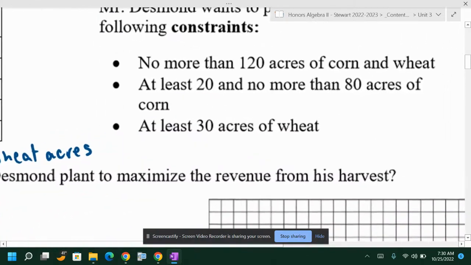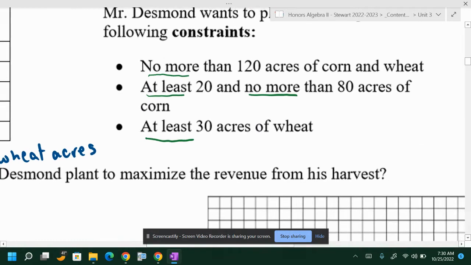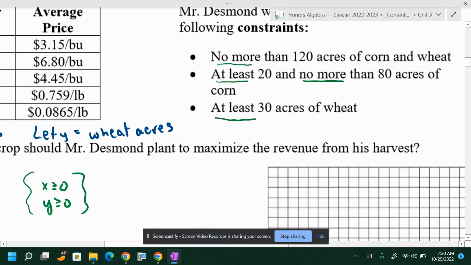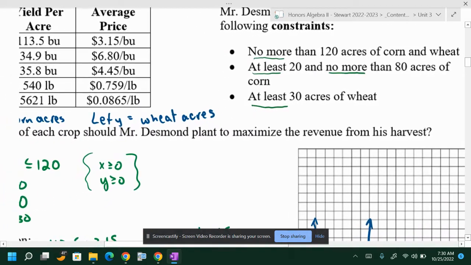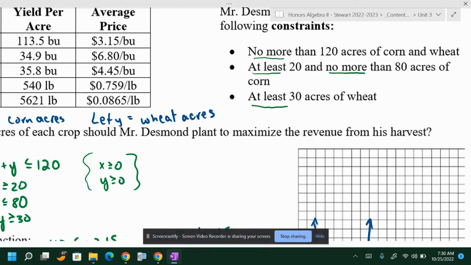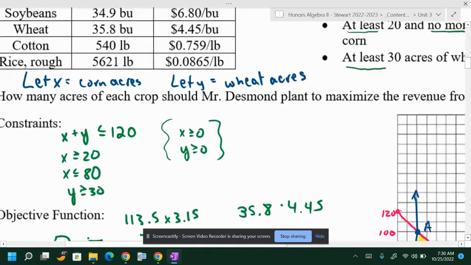After that, we want to find some constraints. If you look at these statements, we've got keywords such as no more than and at least. Those mean that we're going to have some type of inequality to set up. The first one says no more than 120 acres of corn and wheat, so it'd be x plus y is less than or equal to 120. Then at least 20 and no more than 80 acres of corn, so x is greater than or equal to 20, but x is also less than or equal to 80, and at least 30 acres of wheat.